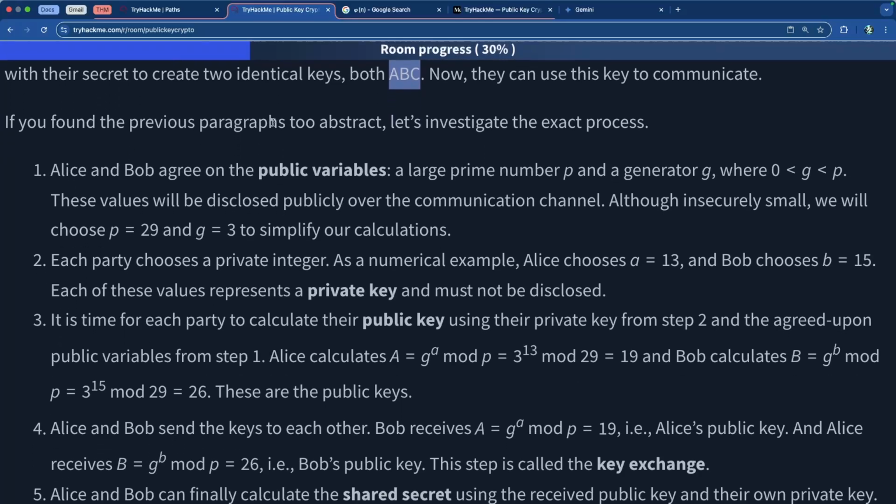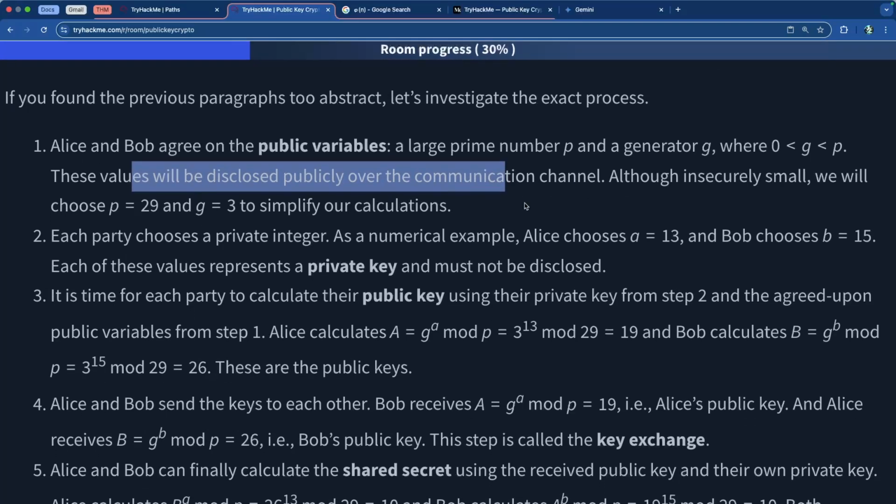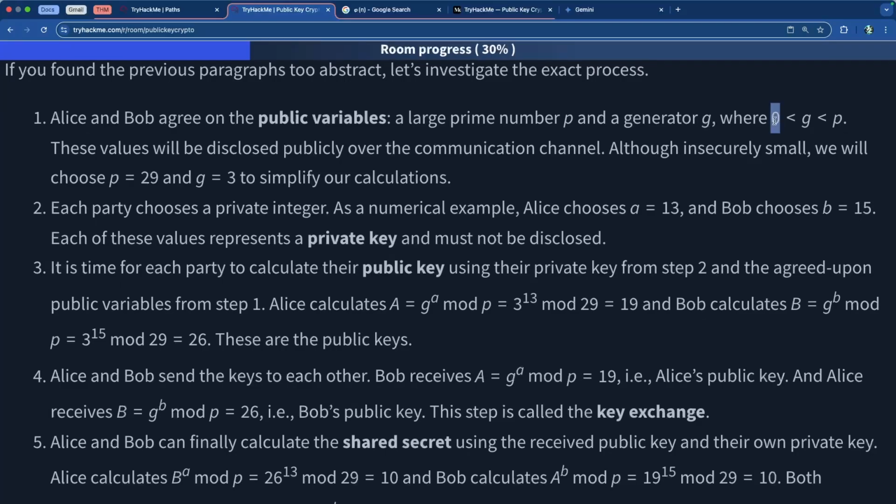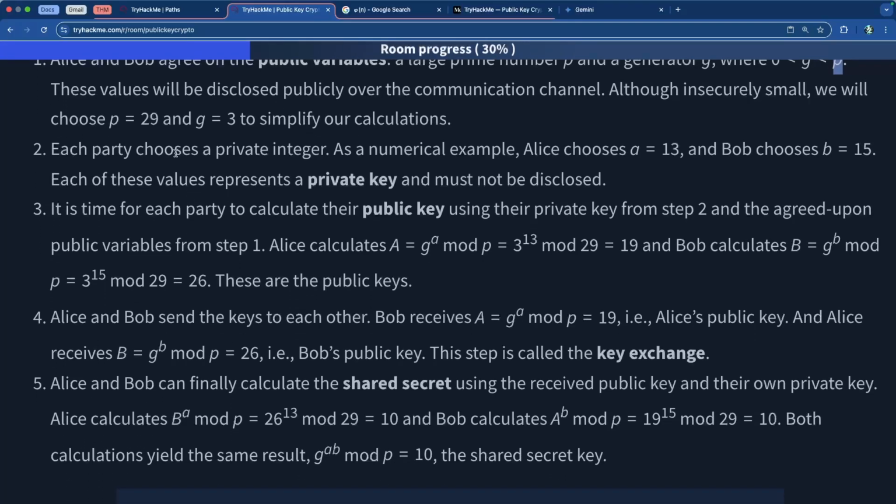So if you found it too abstract, let's investigate. Alice and Bob agree on public variables, a large prime number P and a generator, which is G, where 0 is less than G and G is less than P. These values will be disclosed publicly over the communication channel, although insecurely small. We will use P equals 29, G equals 3 to simplify the calculation. So 0 would be less than G, which is 3, and then G would be less than P, which is 29.